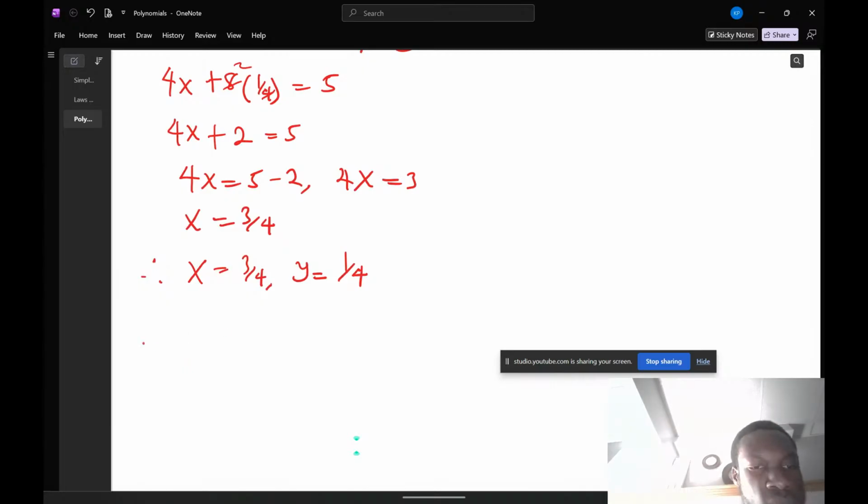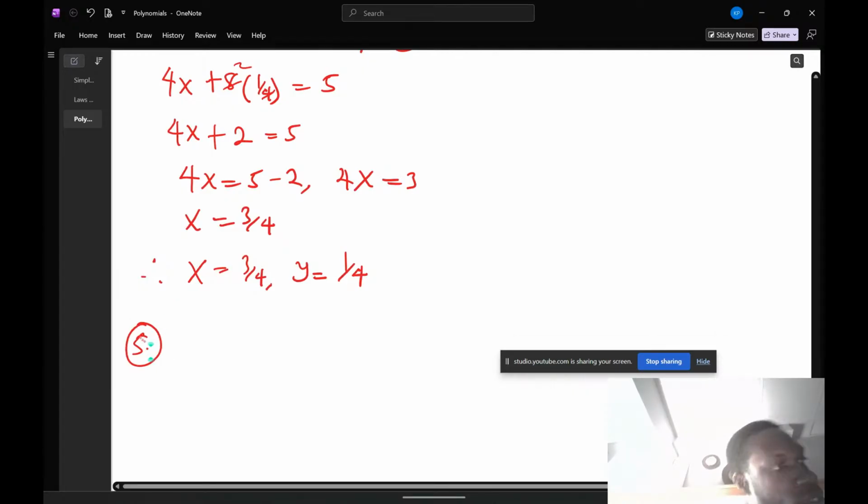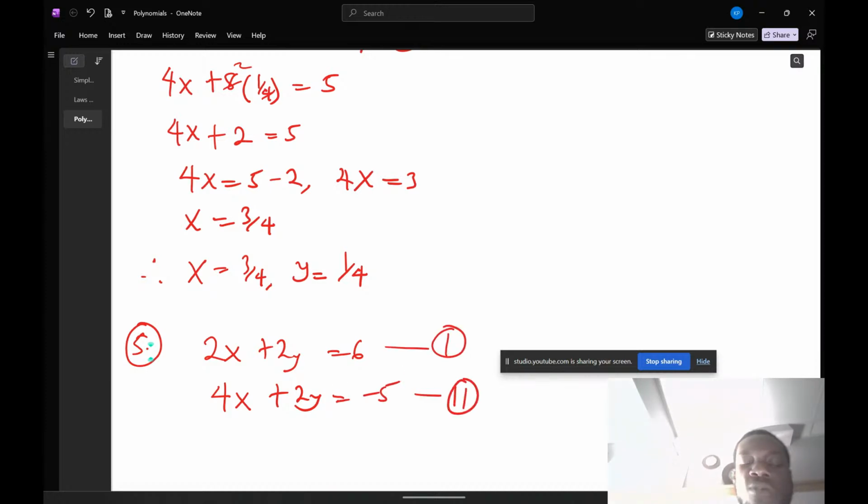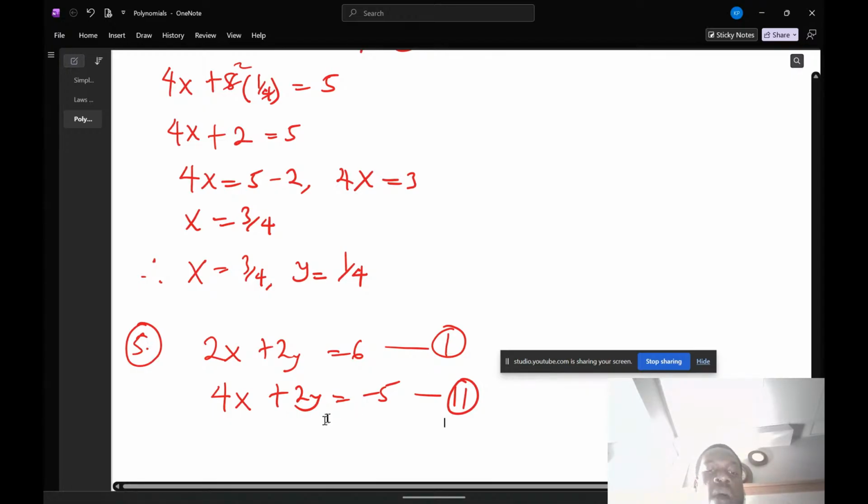I'm going to do number 5. This is not supposed to be number 3. So number 5, that will be 2x plus 2y equals 6, and 4x plus 2y is equal to minus 5. So in this one, we definitely don't have to multiply by any number to get the same coefficient, because both y's in equations 1 and 2 have the same coefficient. So we just subtract from each other.